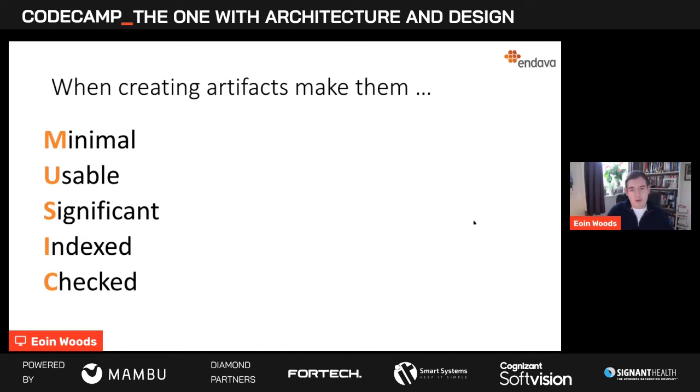And finally, make sure that they're checked. There are two parts of checking. One, make sure they're correct. The second thing is make sure they stay correct. I mean, this is overhead, but it's the price we pay for having knowledge. You need to go back and check them occasionally.